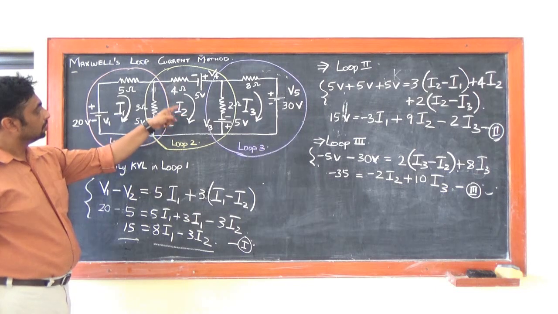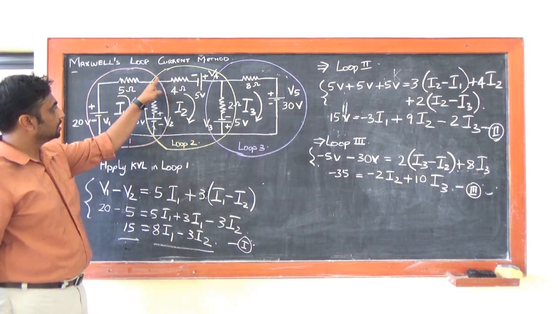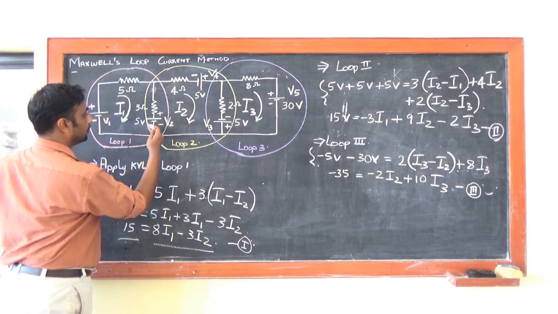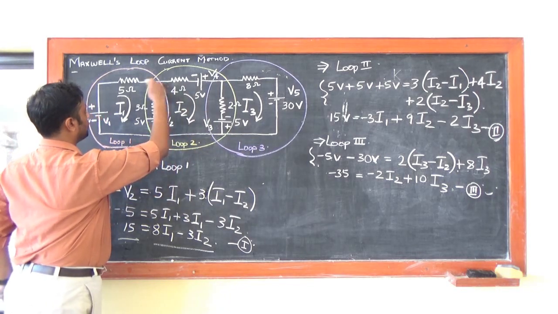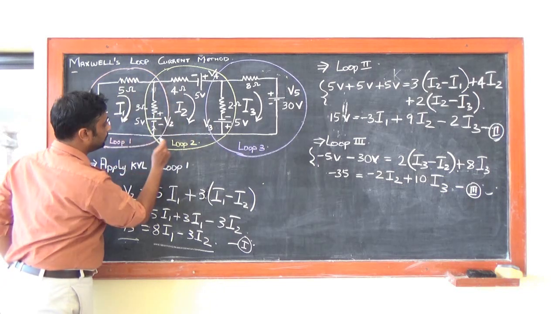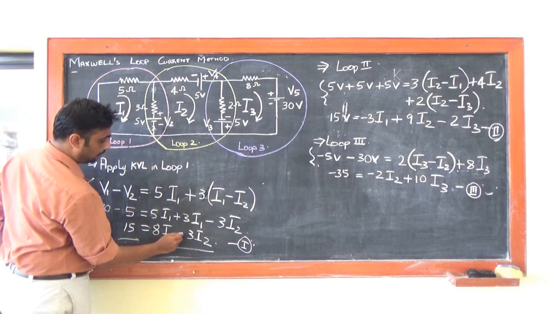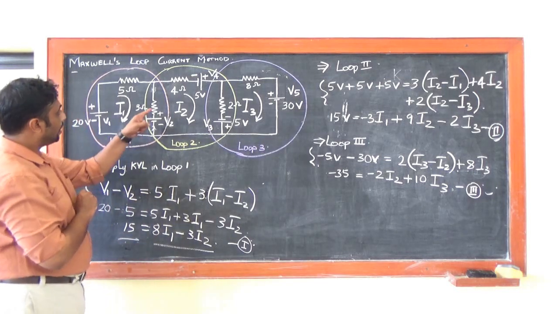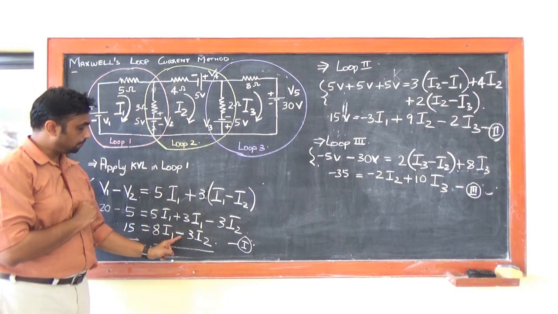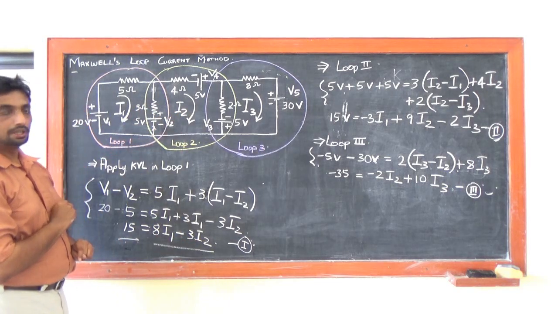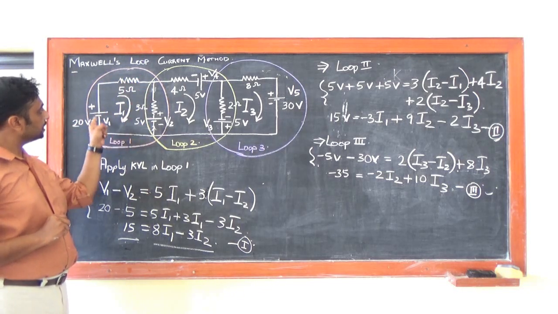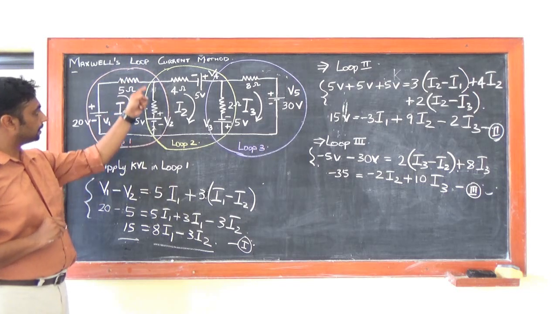What about I2? I2 is flowing in this direction. It is flowing in clockwise. So it is moving from down to top. I1 moves from top to down. I2 moves from down to top. So that's why I took a minus sign. What ohms resistor it is? 3 ohms. It is linked with I2 as well. So minus 3I2. So first I took the similar resistors pertaining to that current in that particular loop.